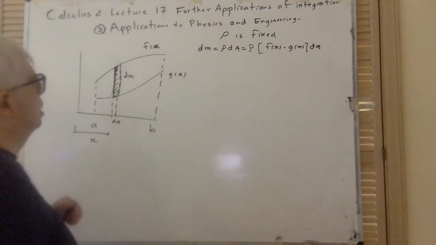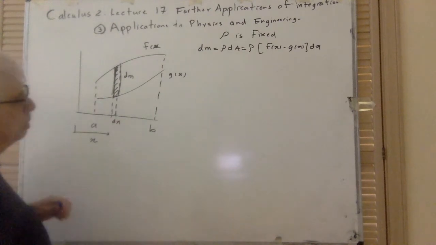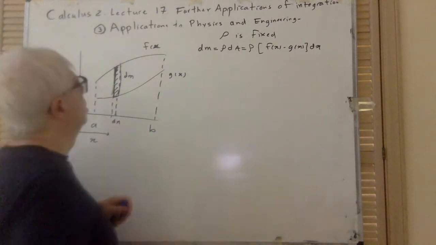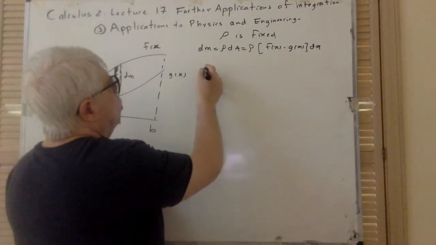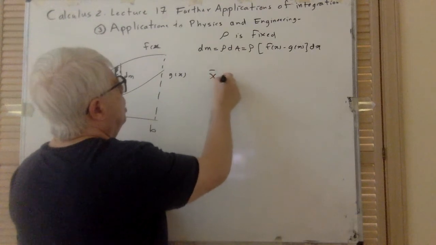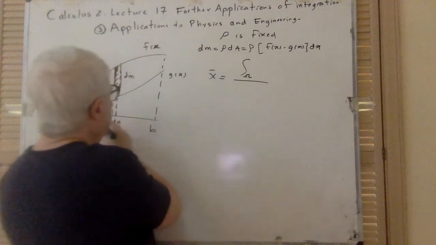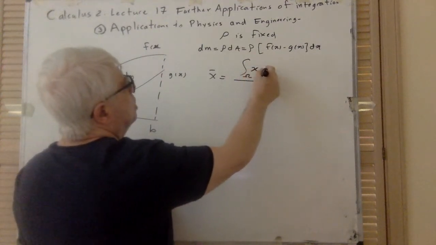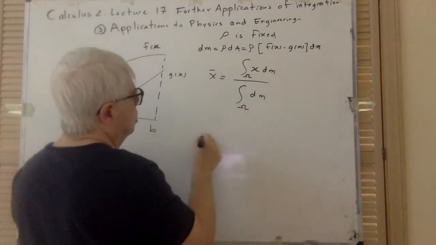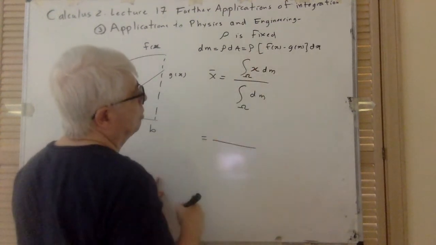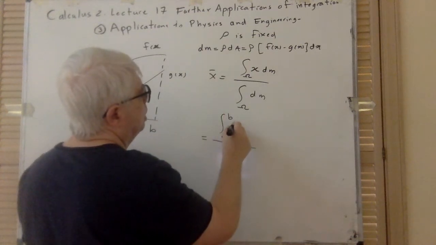So rho is density, and I mentioned that it is density per area. It's not density per volume, so that's like mass per area. So x bar will be the integral over this region of x times dm, over dm. Since at the end I have dx, the integral is on x, and it is x.